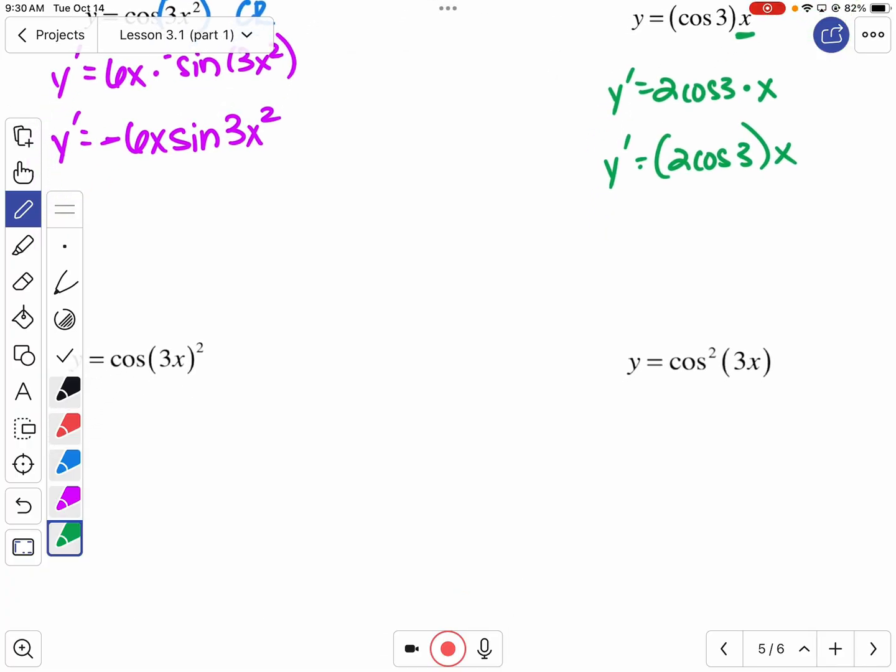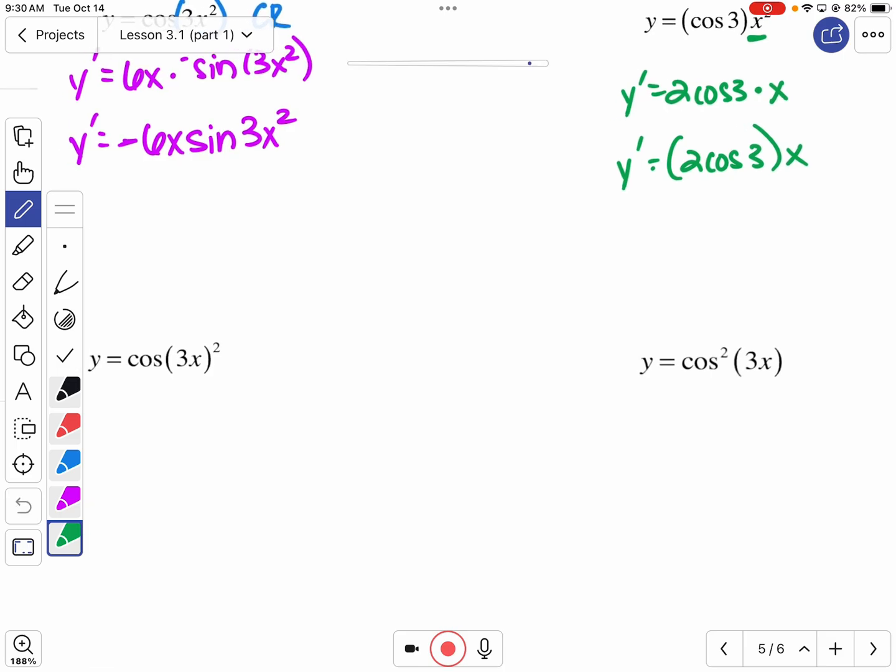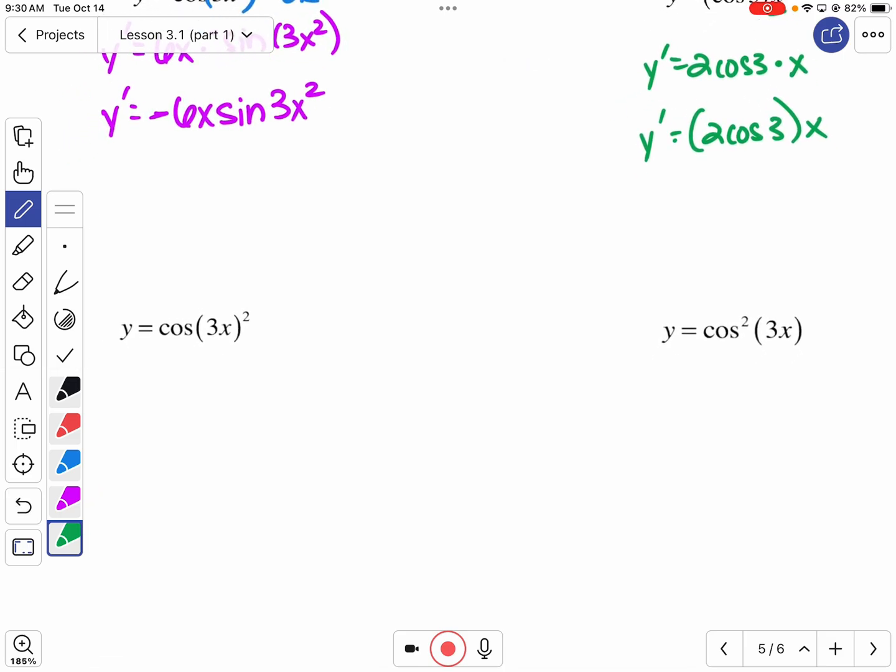All right, let's look at the next one. Same values, I'm just rearranging where the parentheses are, okay? So the next one, cosine of 3x, just the 3x is squared. Cosine of 3x, just the inside is squared. Chain rule or not chain rule? It is chain rule, and in fact, it's a multi-link chain. What's our most inside piece? 3x.